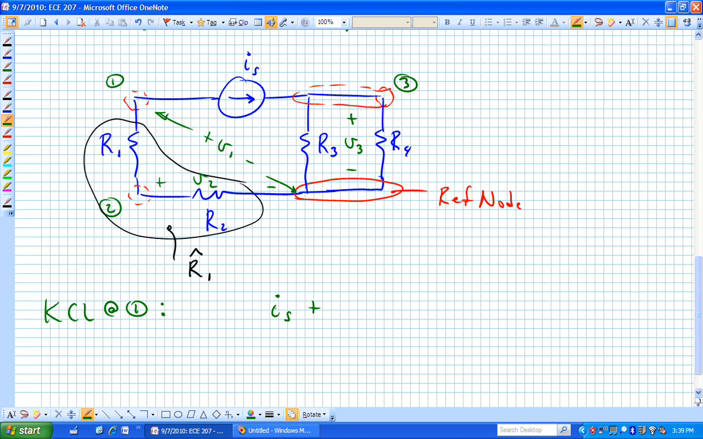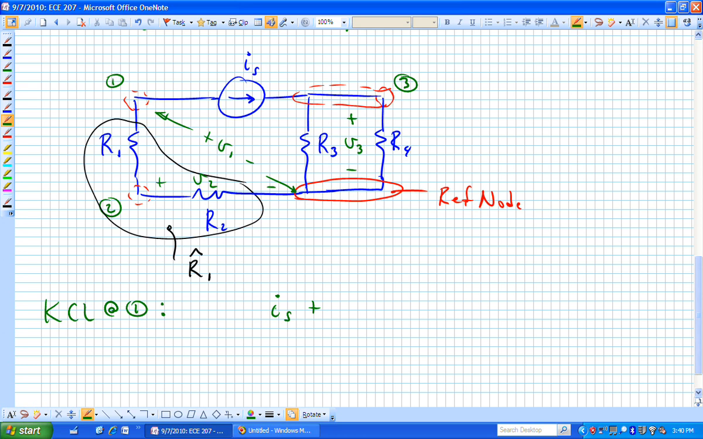is, in terms of my node voltages, what is it? It's the voltage dropped across that resistor divided by the resistance. It's Ohm's law. If I want that current flowing down through R sub 1, and I want the passive sign convention, I need that current to be flowing from plus to minus on my resistor. Question?